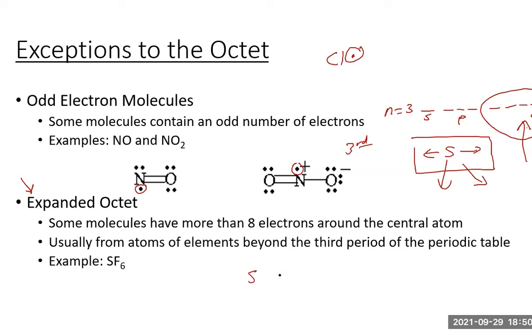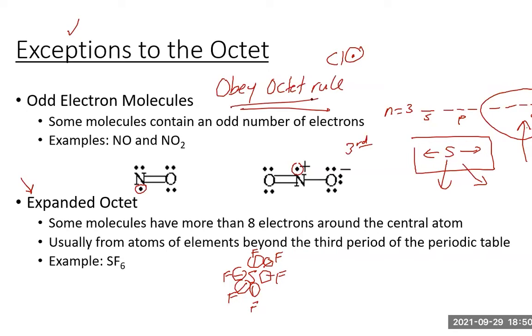You basically would have, I won't draw all the electrons on the fluorines, but sulfur is okay with 2, 4, 6, 8, 10, 12 electrons around it because it has those d orbitals and is able to do that. So for us, you just need to know what the 3 exceptions are, but everything for us will obey the octet rule. So you should always obey the octet rule in this class.